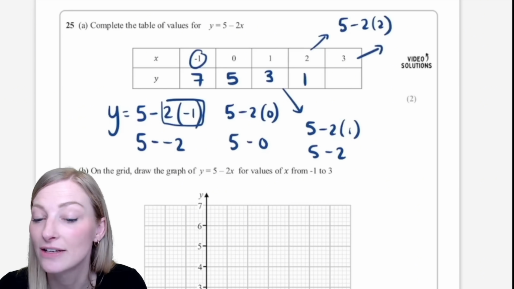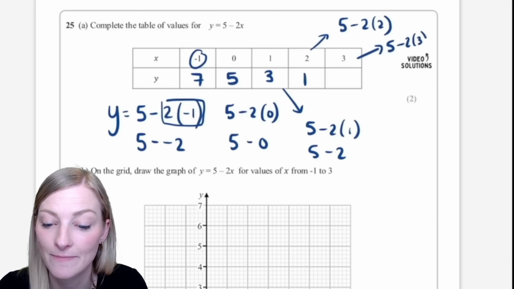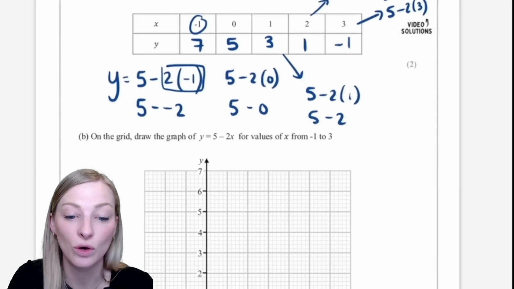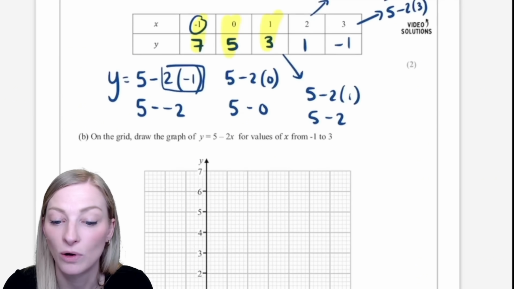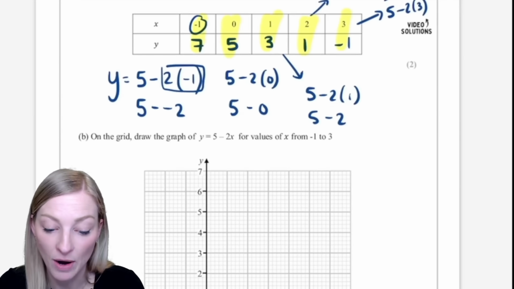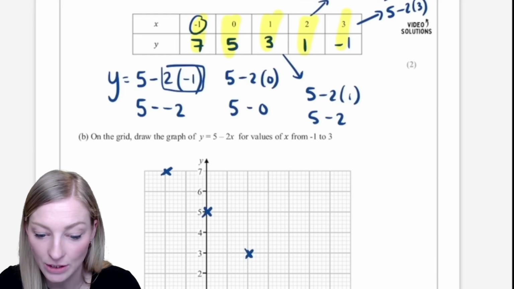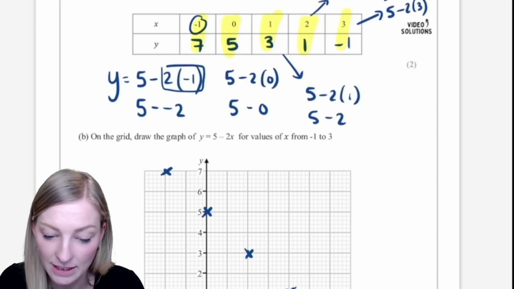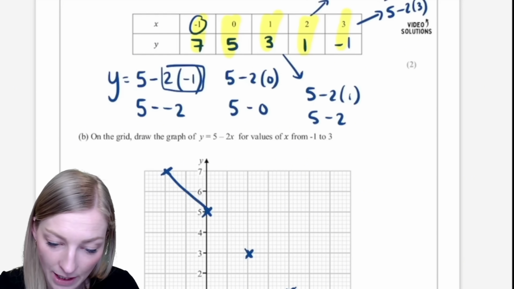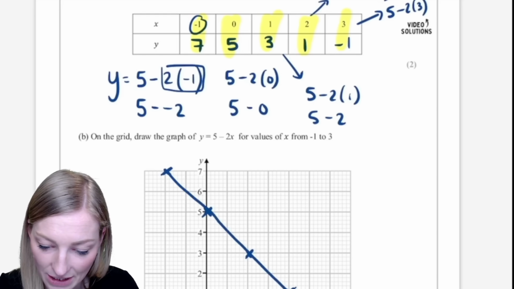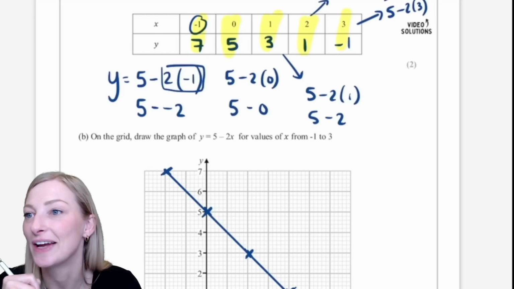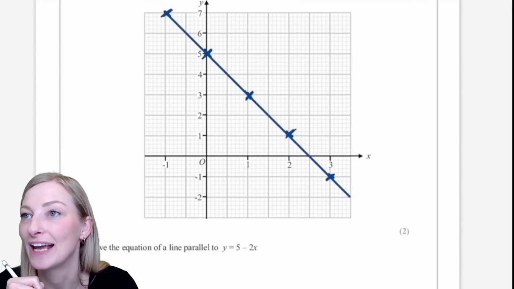And last but not least, 5 take away 2 lots of 3, and that is 5 take away 6, so minus 1. I then have each of the coordinates to plot on my graph. So minus 1, 7 is up here, 0, 5 is here, 1, 3 is here, 2, 1 is here, and 3, minus 1 is like that. I'm going to get our ruler and join it up with a nice straight line. There we go, a nice straight line looking like that.